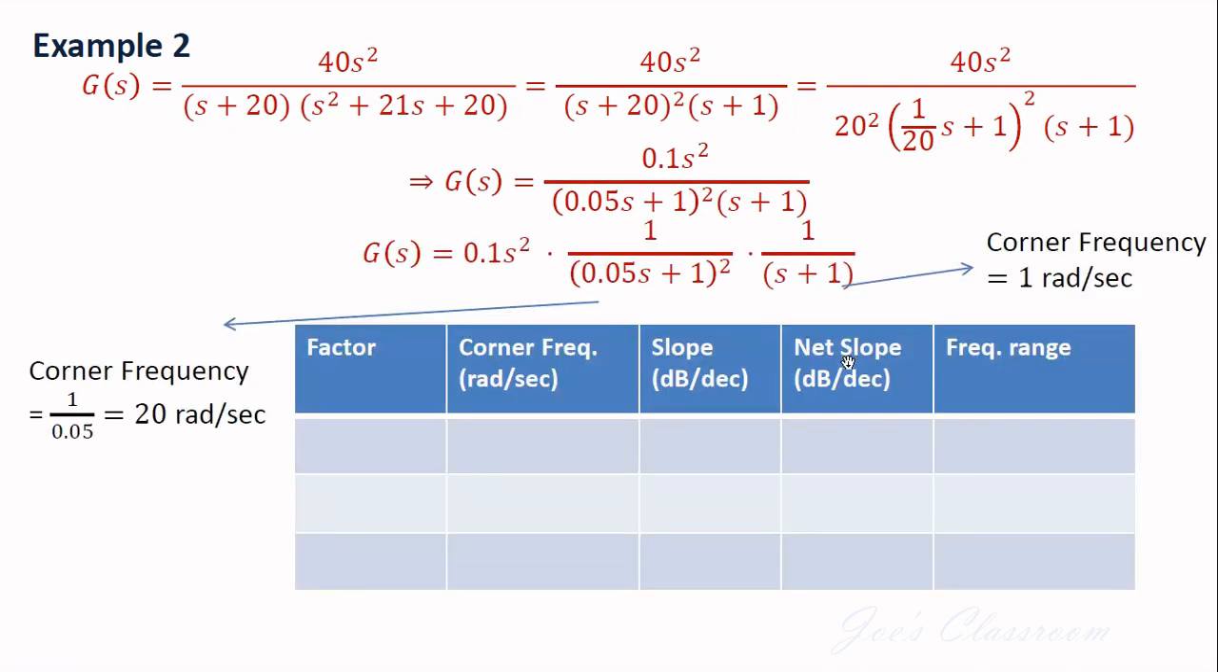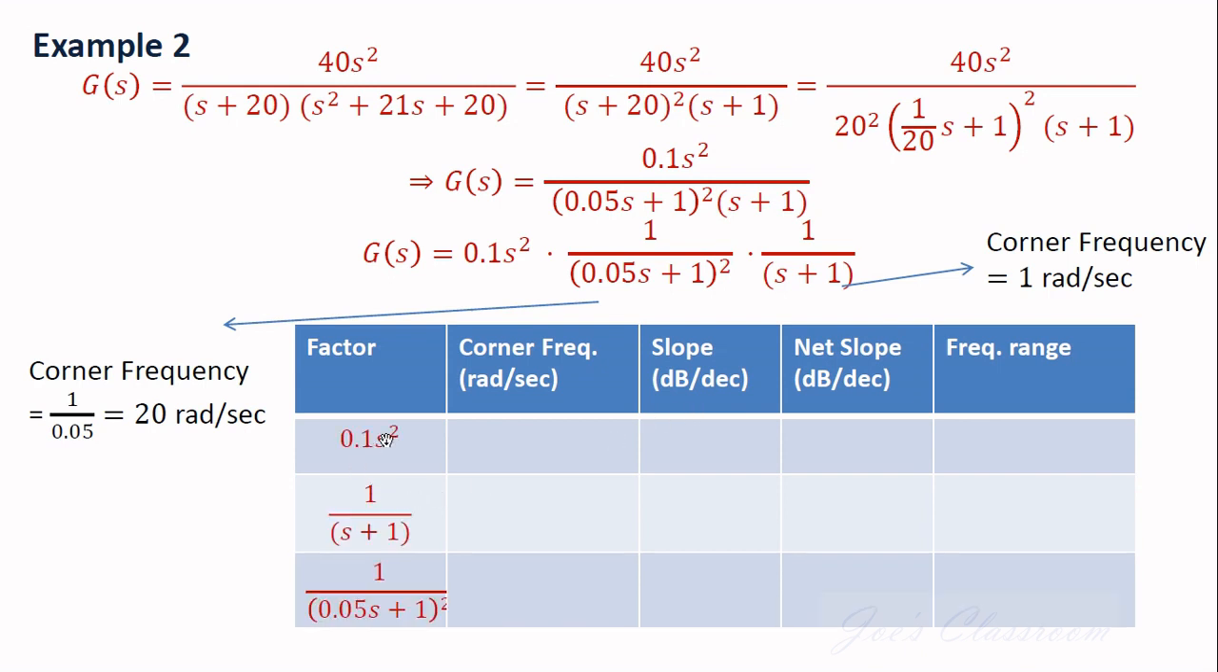Let us create this table. This is the table I was talking about in the first example. So let us list out the factors. See in which order I have listed out the factors. The first factor first, then the third factor is written in the second row because that contributed to the lowest corner frequency. Okay, so I have listed all the terms. Now the associated corner frequencies, obviously this is a differentiator which doesn't have a corner frequency. These corner frequencies have been listed here.